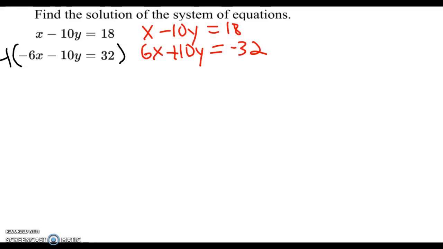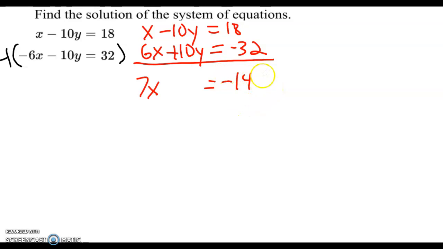So I'm going to multiply the second equation by negative 1. So I get positive 6x, positive 10y, negative 32. Now I can add it together. 1 plus 6 is 7. Negative 10y plus positive 10y is 0. And 18 plus negative 32 is negative 14.